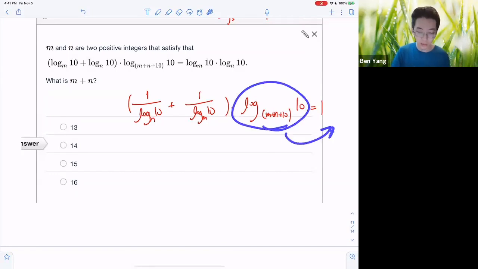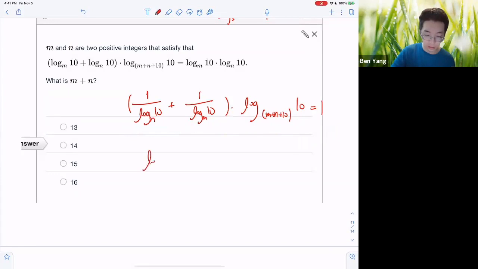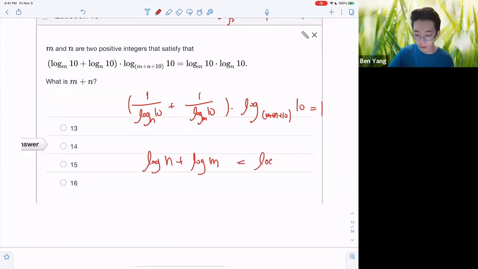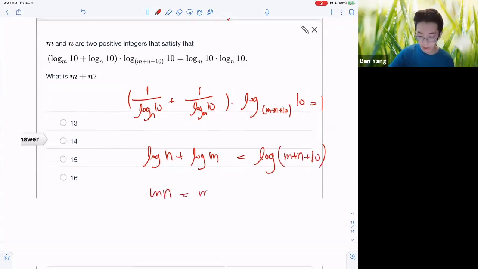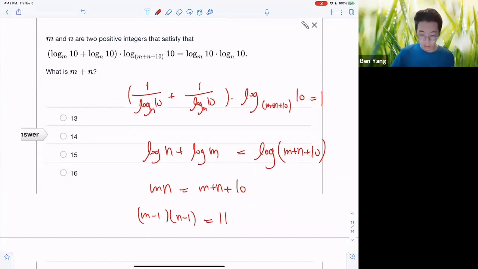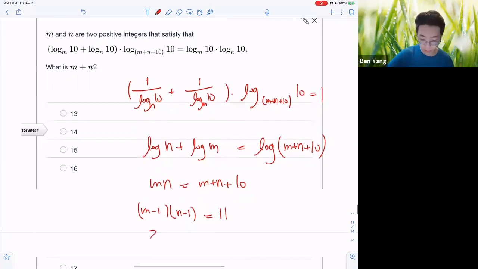Since we're doing reciprocals, everything is base 10, right? So we have log of n plus log of m, base 10, equals log of m plus n plus 10. So m times n equals m plus n plus 10. So (m minus 1)(n minus 1) equals 11, Simon's favorite factoring trick. M and n are positive integers, so we can do 2 and 12, or 12 and 2, doesn't matter. The sum is just 14. All right, so that's the answer.